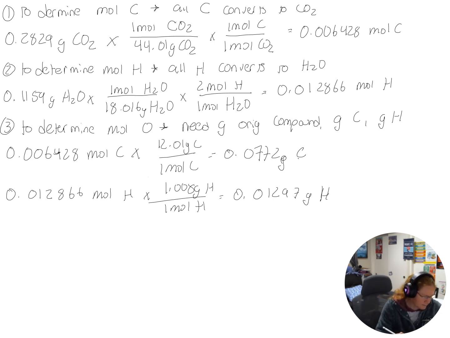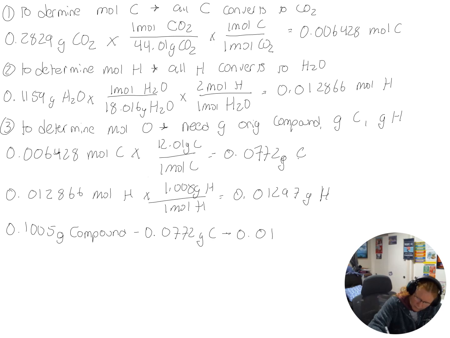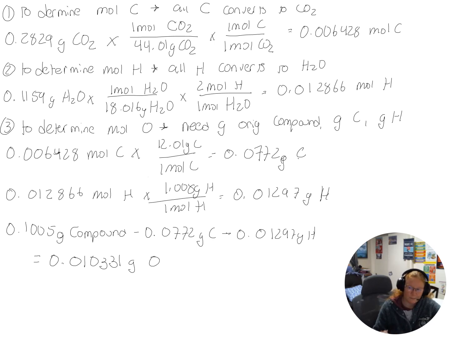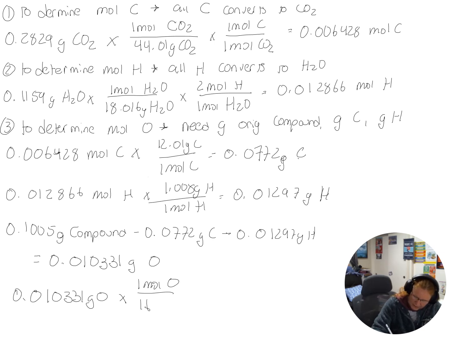So I had 0.1005 grams of my compound minus 0.0772 grams of carbon minus 0.01297 grams of hydrogen, which gives me 0.010331 grams of oxygen. To do an empirical formula though, I need moles, so now we've got to convert this to moles. So 0.010331 grams of oxygen times 1 mole in 16.00 grams. All right, I'm going to get 0.000646.